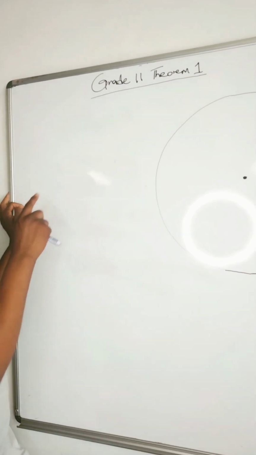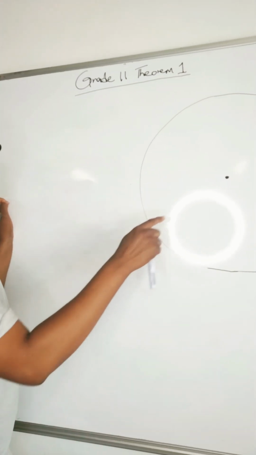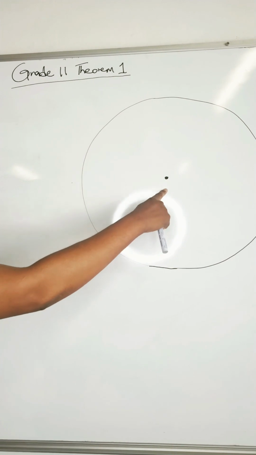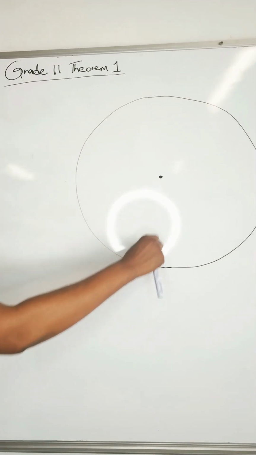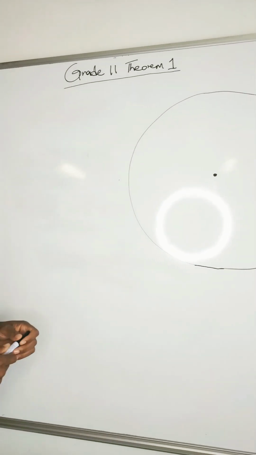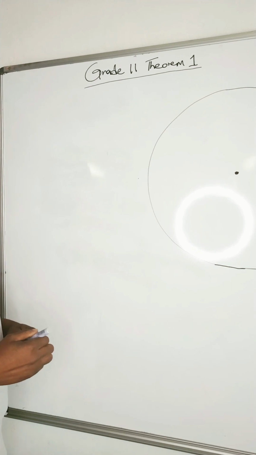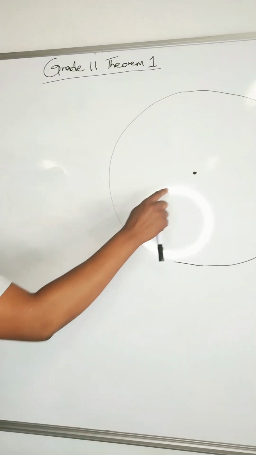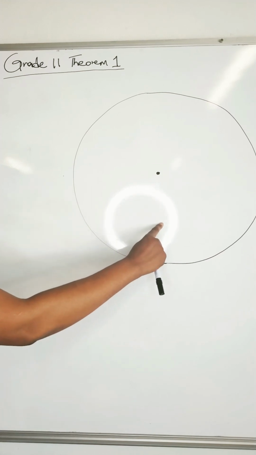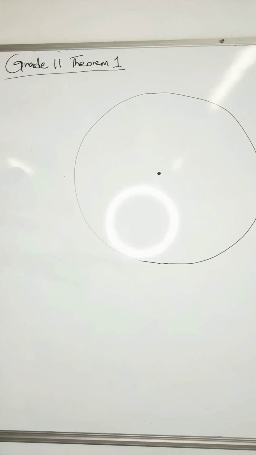We're going to start with this theorem. The theorem says a perpendicular line drawn from the center of a circle to a chord bisects the chord. Let me repeat it again. A perpendicular line drawn from the center of the circle to a chord bisects the chord.